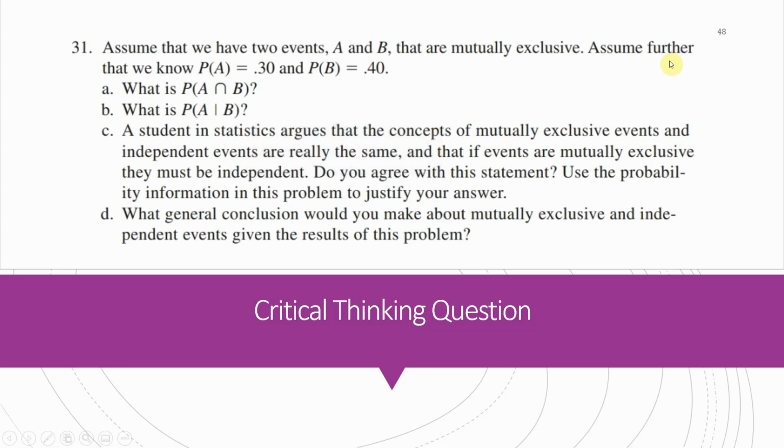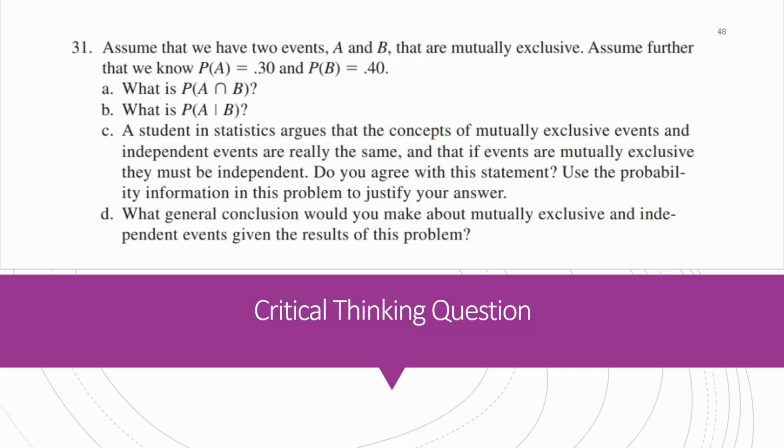Okay, so this question I think is a good critical thinking question. Assume that we have two events, A and B, and they're mutually exclusive. Assume further that we know the probability of A is 0.3 and the probability of B is 0.4. So what is the probability of A and B?